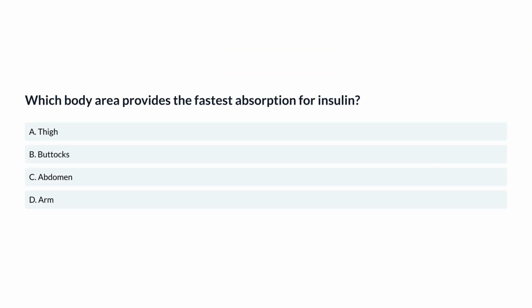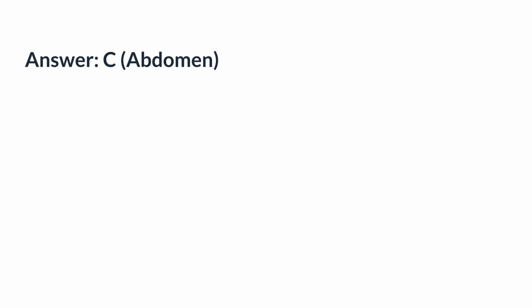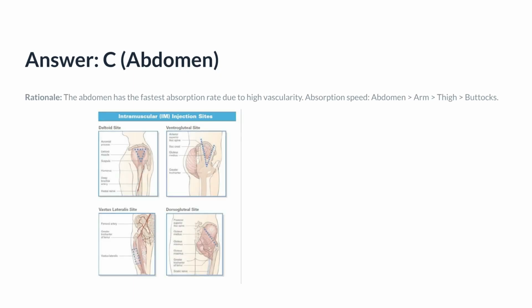Which body area provides the fastest absorption for insulin? Answer, C, abdomen. The abdomen offers the fastest absorption due to its high vascularity. Absorption speed ranks: abdomen, then arm, thigh, and finally buttocks.